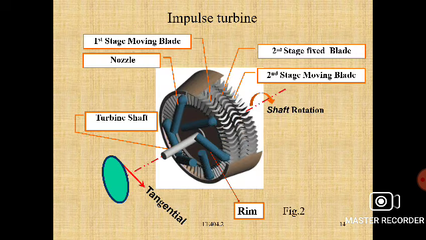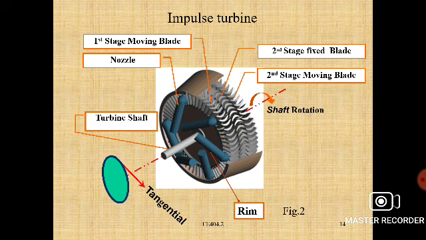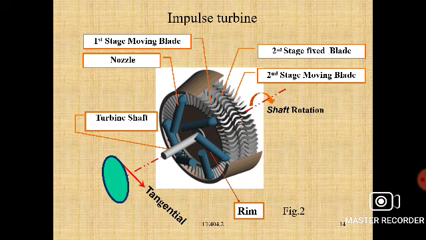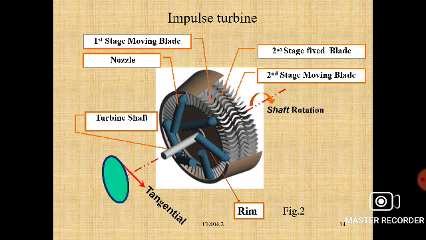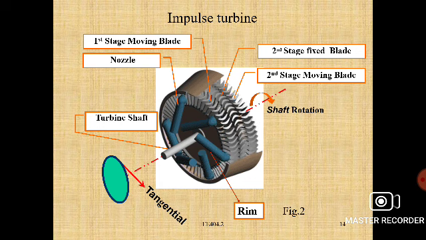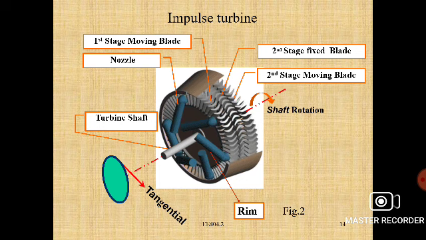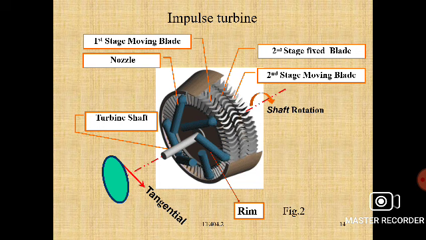You can observe here, this is the impulse turbine. You can see the rotation of the shaft is tangential. It consists of a rim provided on the shaft, and a number of nozzles are already placed. Next, the blue-colored pipes are provided for the nozzle to supply the steam to the moving blades, which revolve. The middle one, which is held stationary, we call the stationary blade. And the third one is the second stage moving blade.